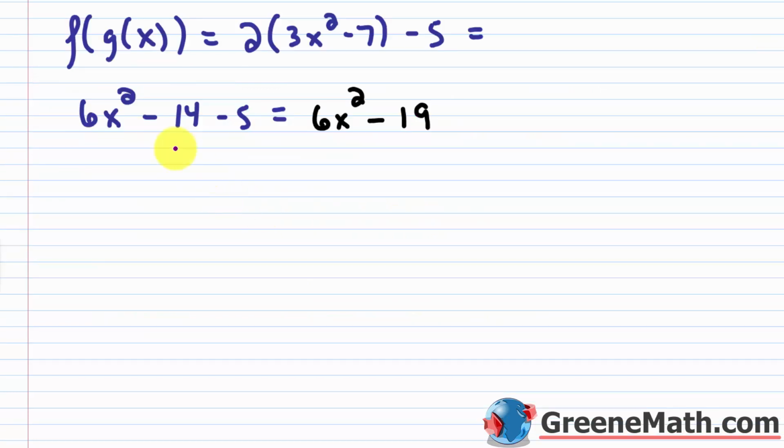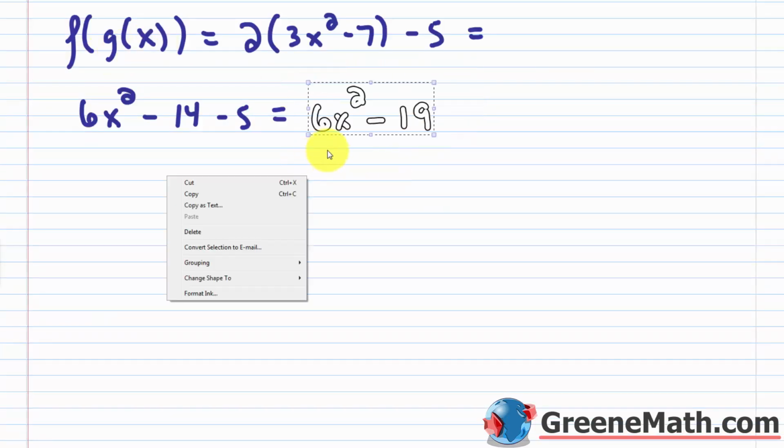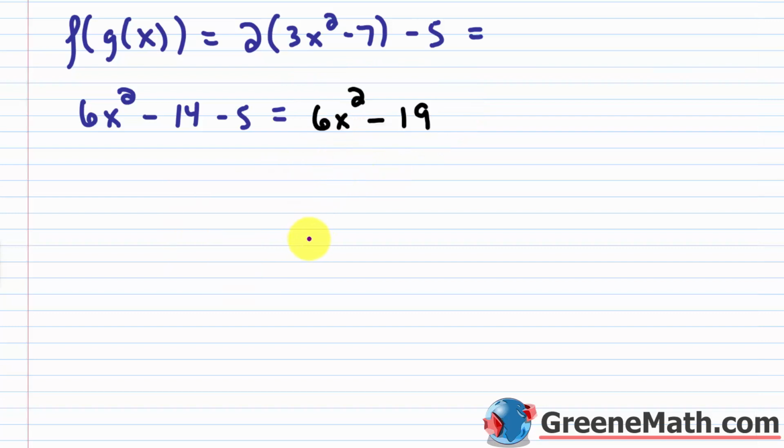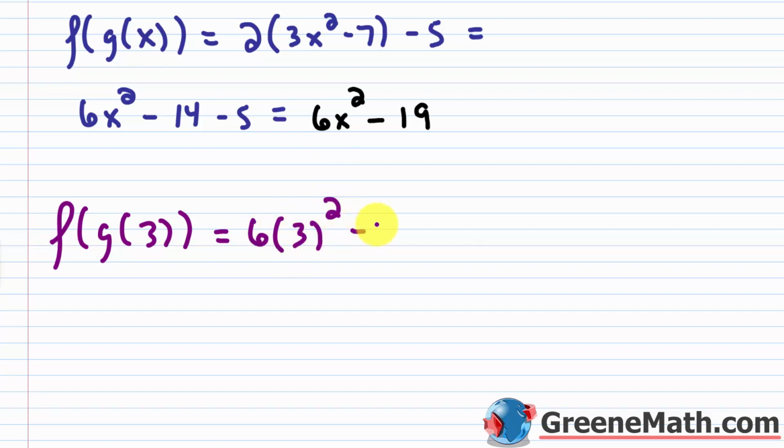Now, we already found that f of g of x was 6x squared minus 19. So if I said, what is f of g of 3? I can just take this f of g of x, I already know what this is, and I can just plug in a 3 for x. So I can say this is equal to 6 times 3 squared, then minus 19. We should get 35 if I got the right answer, right? So 3 squared is 9, so I'd have 6 times 9 minus 19. 6 times 9 is, of course, 54. So you'd have 54 minus 19, which is 35.